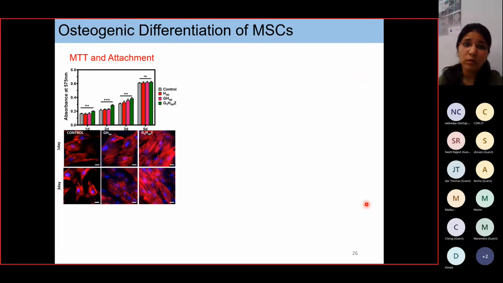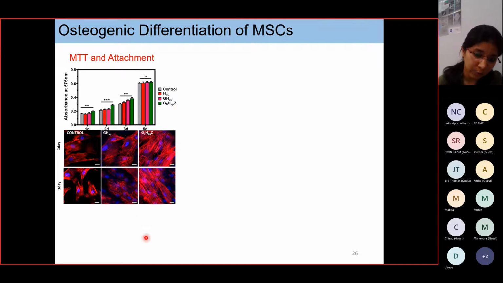Our next study was to carry out the osteogenic differentiation of MSCs. Here we have isolated mesenchymal stem cells from the umbilical cord of human samples, and we have propagated them to the third and fourth passage. We went for MTT studies, cell proliferation as well as attachment studies, and we saw a slightly improved proliferation rate in the case of zinc hydroxyapatite containing RGO composites.